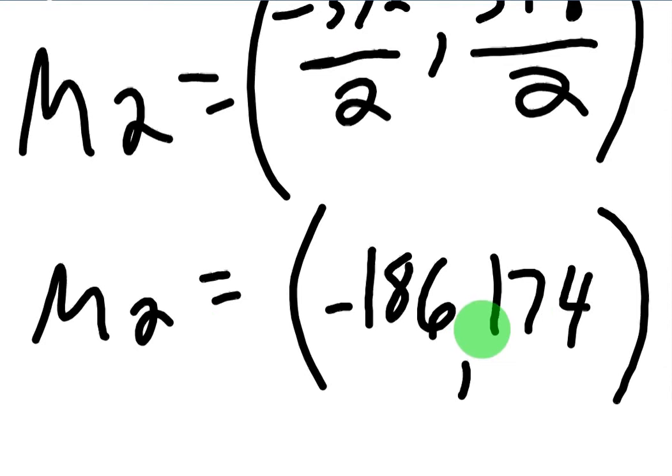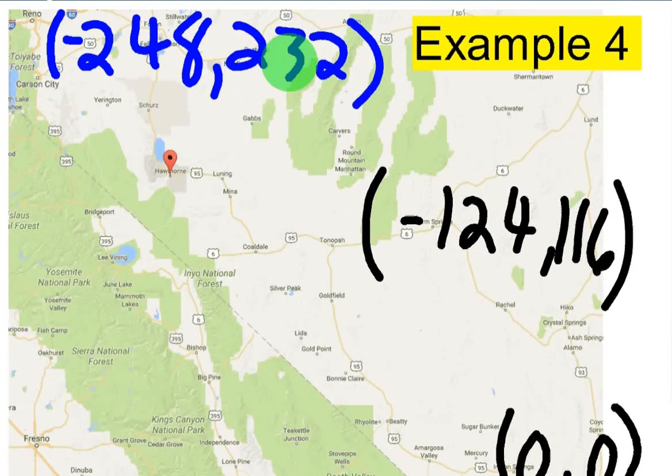So to go back and answer the original question, it'd be negative 186, comma 174 would be the midpoint of our midpoints. Negative 186, comma 174. I didn't label it before, but I'll label it now.